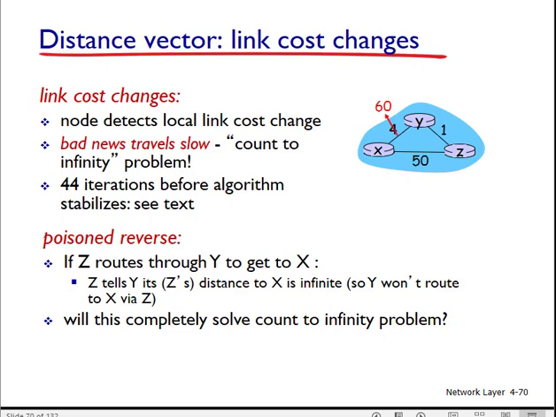Z will continue telling this lie to Y as long as it routes to X via Y. Since Y believes that Z has no path to X, Y will never attempt to route to X via Z as long as Z continues to route to X via Y, and lies about doing so. However, poison reverse does not exactly solve the routing loop problem.